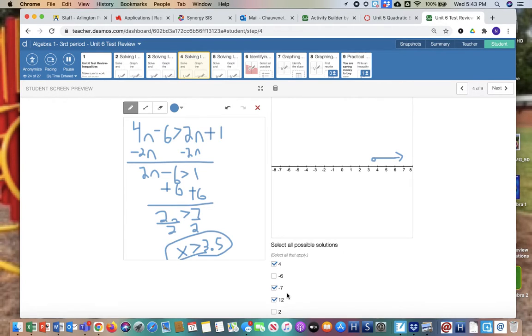So it'd be these, oops, not -7. Sorry, I put that by accident. -7 would not be part of the solution set. So again, it's just everything that's above or greater than 3.5. So these are the only 2 that are greater than 3.5.